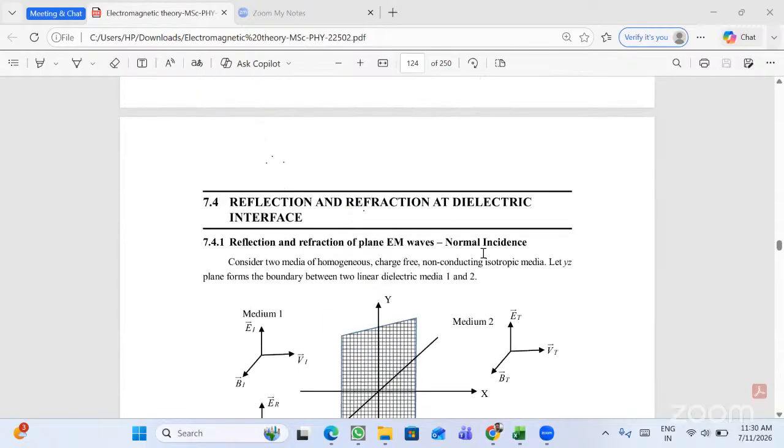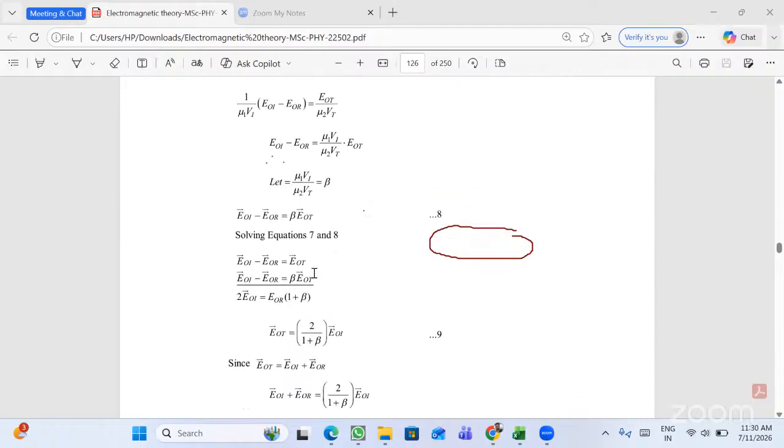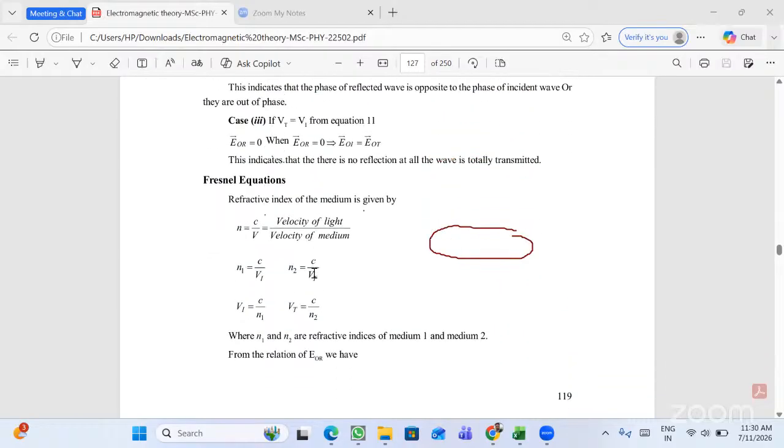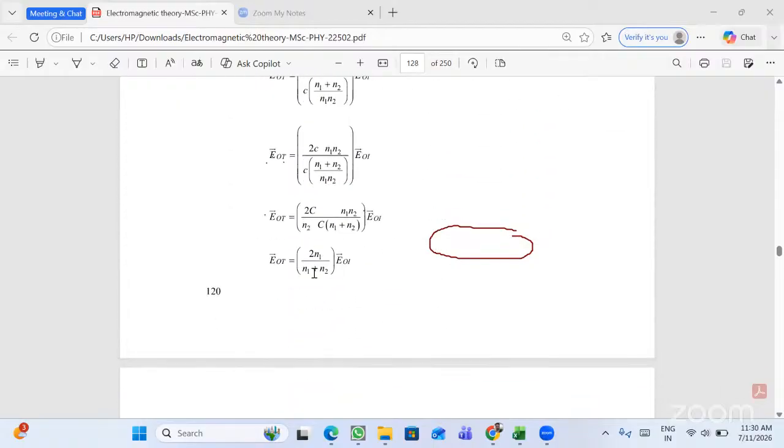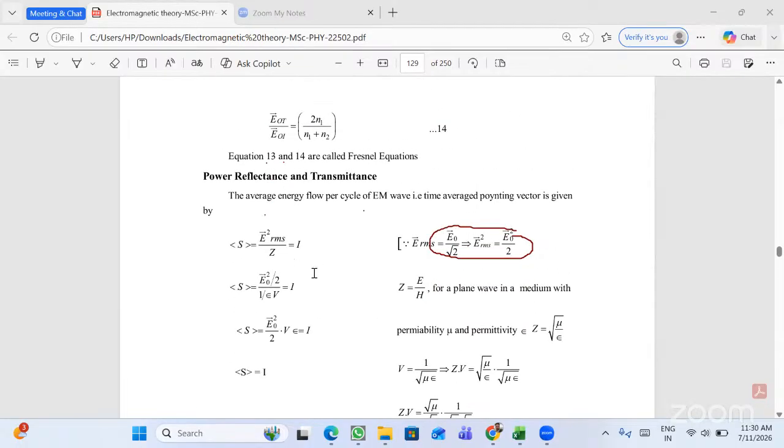For reflection and refraction of a plane electromagnetic wave when it is normally incident, you have to remember these Fresnel's equations for normal incidence. Here we are talking about only normal incidence. Oblique incidence is other than 90 degrees. So these two equations, 13 and 14, are the Fresnel's equations for normal incidence. Similarly, we can calculate the power reflectance and transmittance.